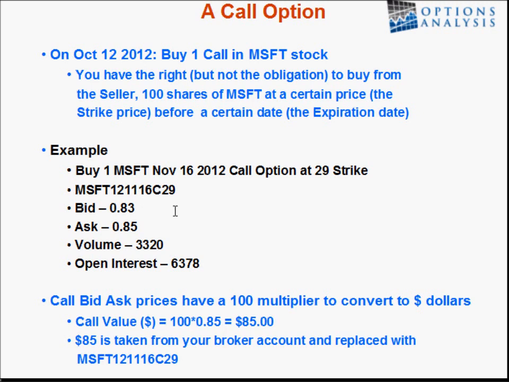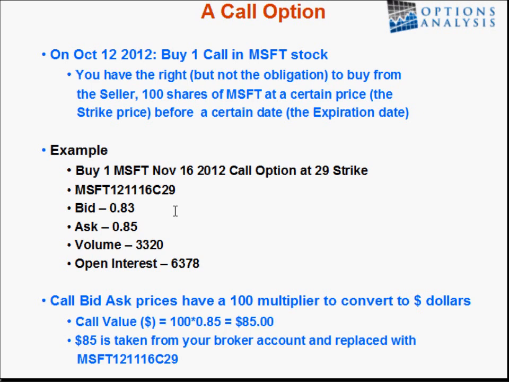The price of this call option, if you go look it up, has an ask of 0.85 and a bid of 0.83. Someone will sell you this call option for 0.85 and someone will buy it back from you for 0.83. The volume of this call option on that date was around 3,000 and the open interest was 6,000. The volume, or how many contracts happened that day. The open interest, or how many outstanding contracts are still open.